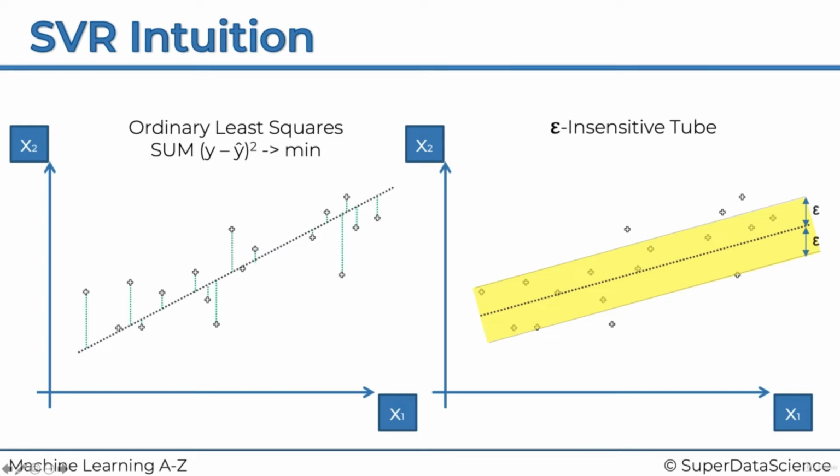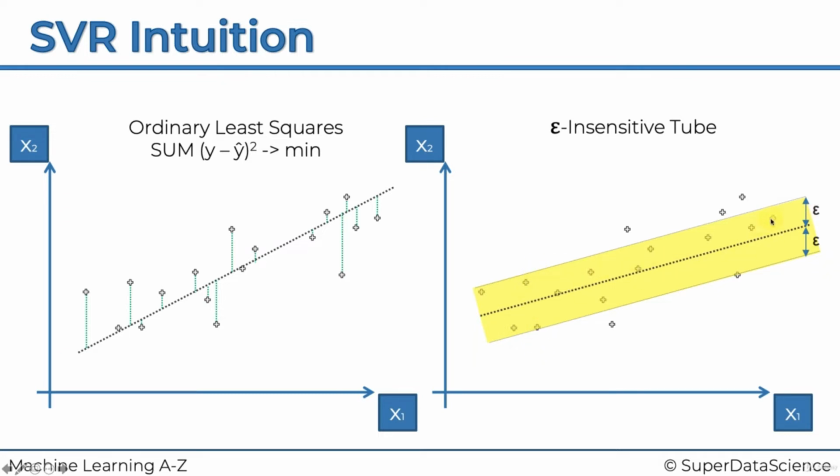And what does that mean? Well, that means that any points in our dataset that fall inside the tube, we will be disregarding the error. So basically, think of this tube as a margin of error that we are allowing our model to have and not care about any error inside here.